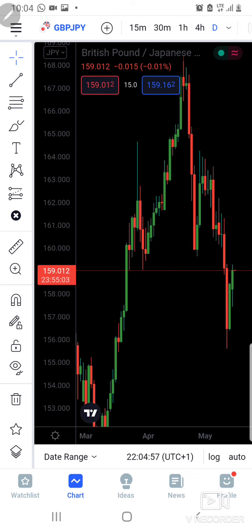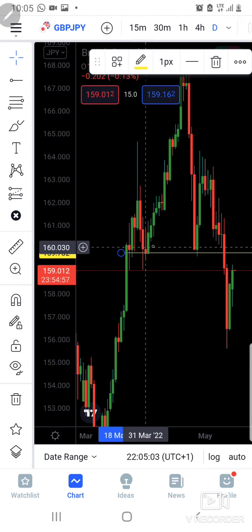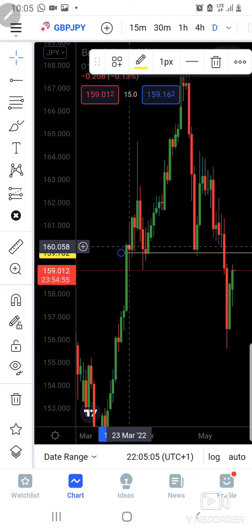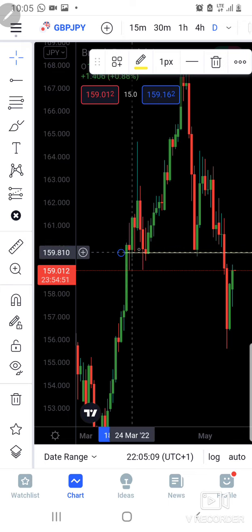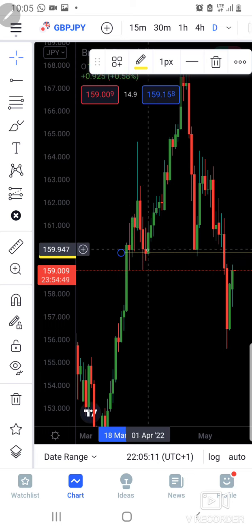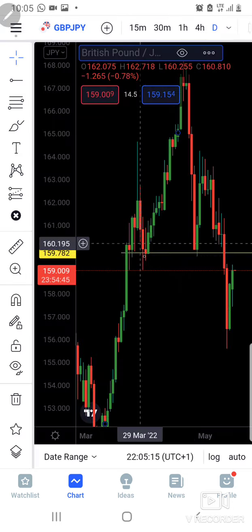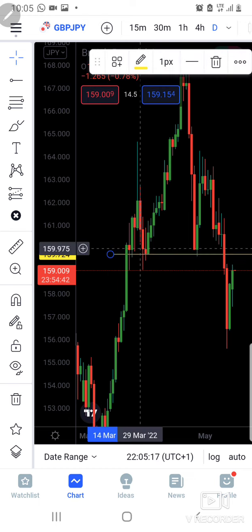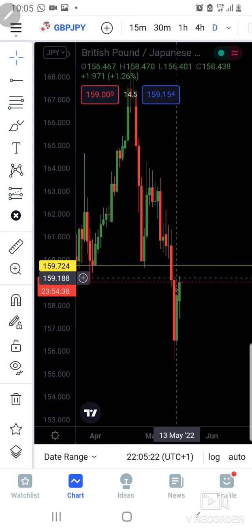Now if you are familiar with GJ, let me say you trade GJ as well, you will accept with me that this area has been here since March 2022. Price has rejected this zone that I'm marking here three times. Then last week, we had price break this zone.